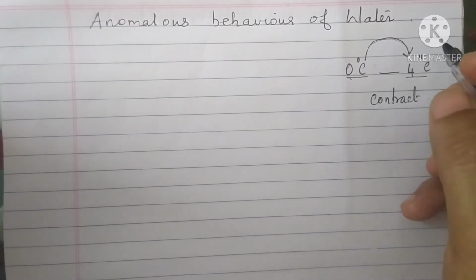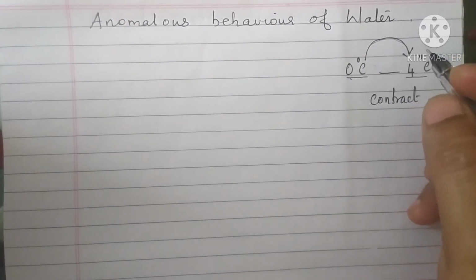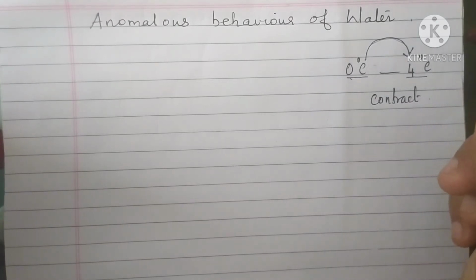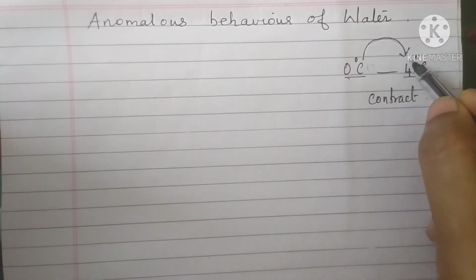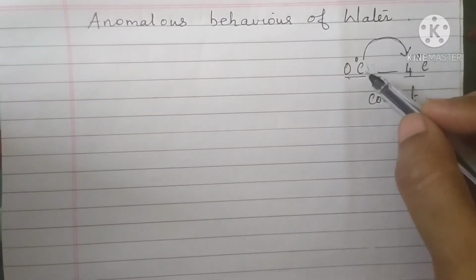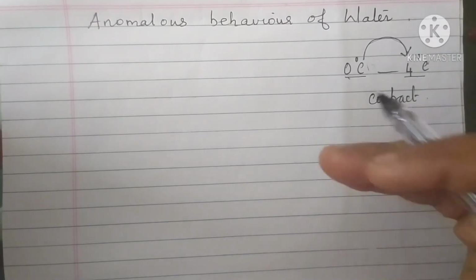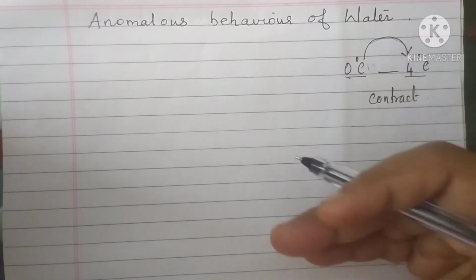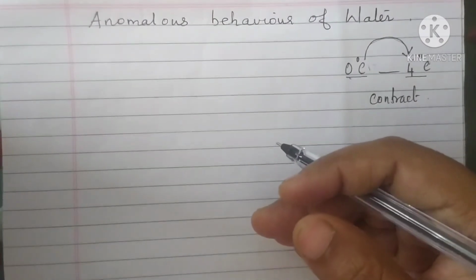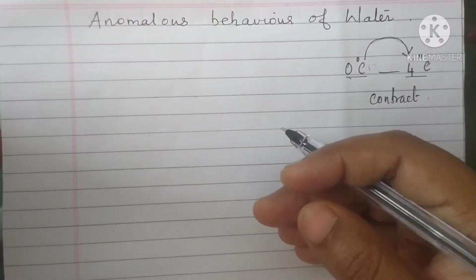So this is the anomalous behavior shown by water. Water shows an anomalous behavior, that is, it contracts on heating between the temperatures 0 degrees Celsius to 4 degrees Celsius. Understood? Now, when water is cooled below the room temperature, the volume of a given amount of water decreases.